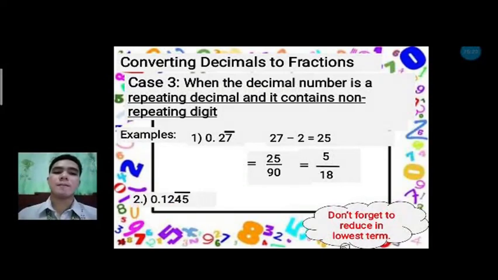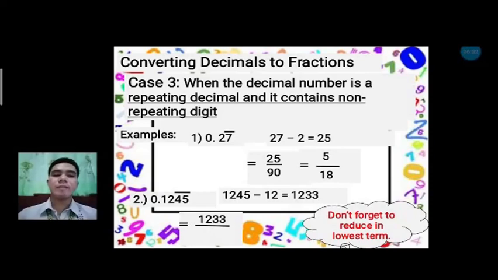Next example, 0.1245, where, as you can see, we have the vinculum above 45. Therefore, those digits are the repeating digits. Take it as a whole number, 1245, and subtract the non-repeating digits. So 1245 minus 12 is 1233. That will be our numerator.